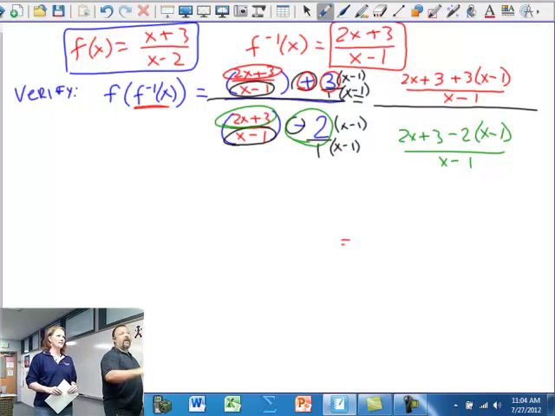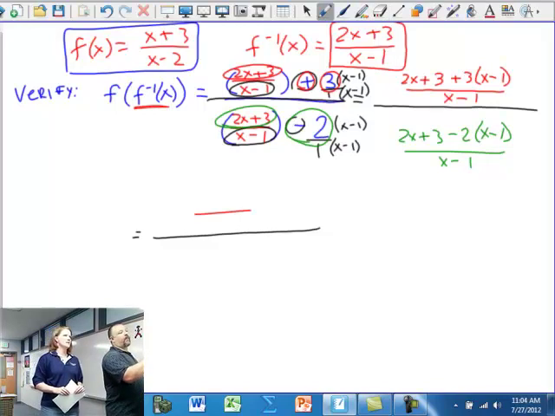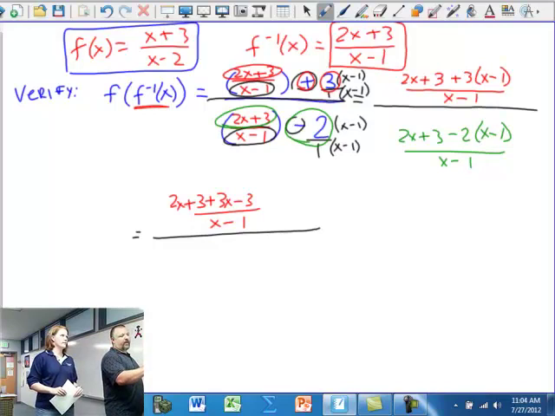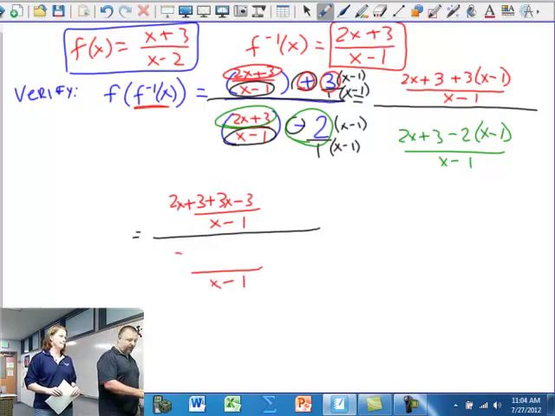All right, so here's the deal. Here we go, our fraction bar. In the numerator, we have x minus 1. We have a 2x plus 3, plus, if we distribute the 3x minus 3, we get 3x minus 3. In the denominator, we also have x minus 1. We have 2x plus 3 minus 2x plus 2.